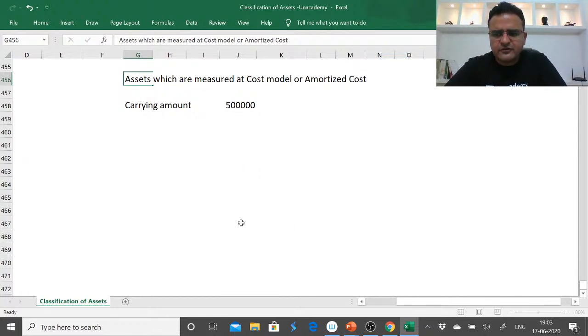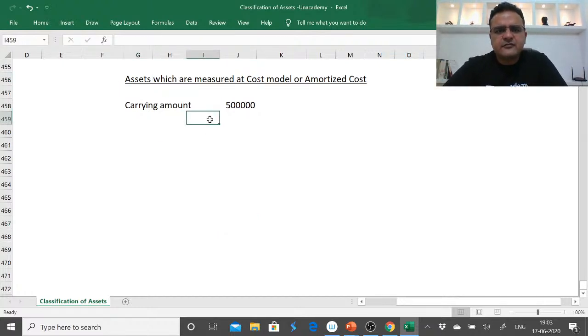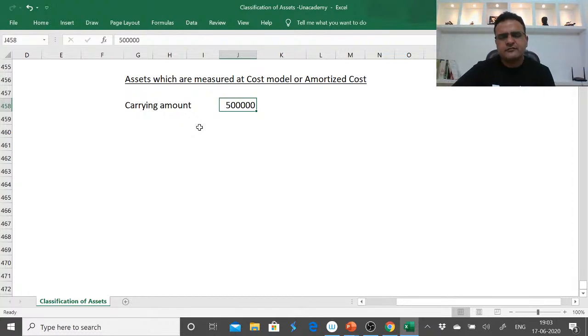Now what is the reason for doing so? Why do we need to test these assets for impairment? Because their carrying amount may be materially different from what we can recover from the use of this asset or from selling it. So the next question is, how do we recover the value of an asset? If the carrying amount of an asset is 500,000, how much are we going to get out of it? Will we get exactly 500,000? Will we get more? Will we get less?